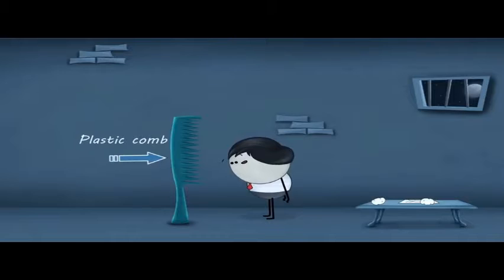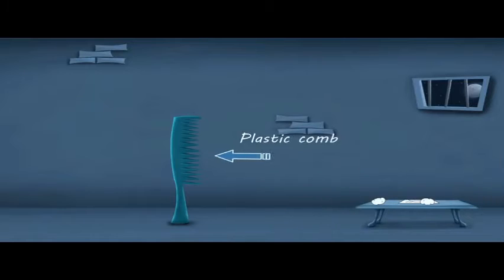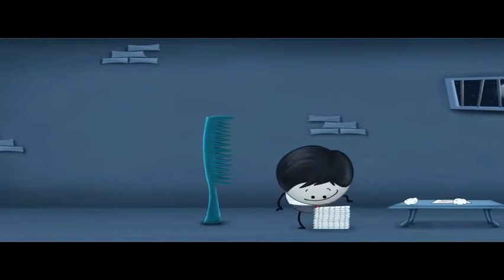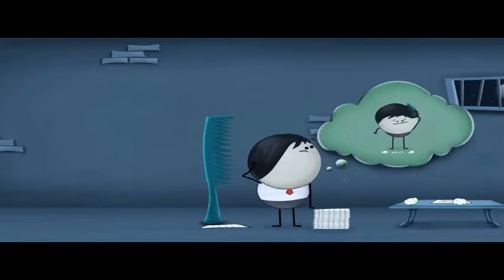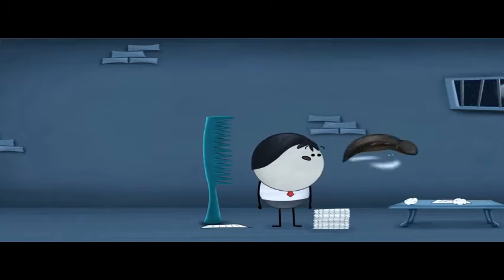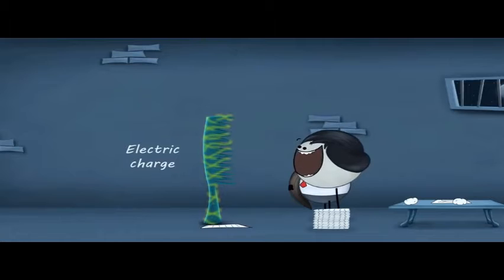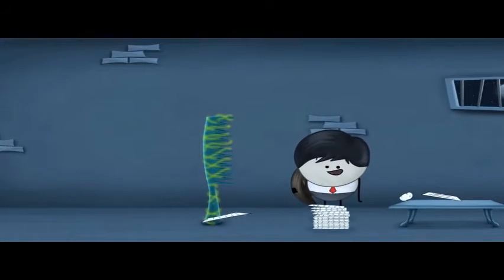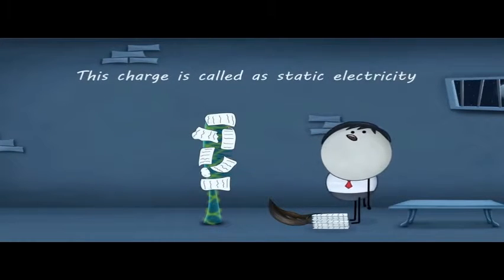So, was the plastic comb initially electrically neutral or electrically charged? Initially, the plastic comb was electrically neutral. That means it had an equal number of positive and negative charges. Hence, it did not have the ability to exert a force and attract the pieces of paper. So, after rubbing the plastic comb on our dry hair, why was it able to attract the pieces of paper? I will tell you why. When we rubbed the plastic comb on our dry hair, it gained an electric charge. Once it got electrically charged, it got the ability to exert a force on the pieces of paper and attract them. This charge is called static electricity.